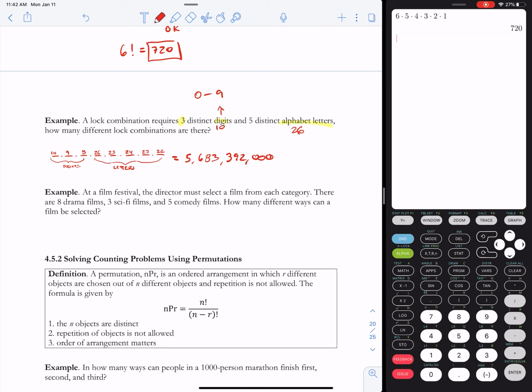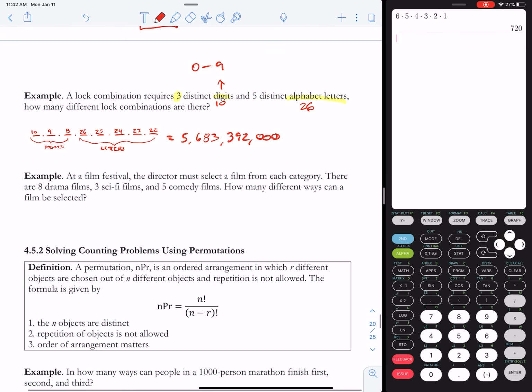So quite a few. And if you notice, a key example here from what we learned prior in this section is that repetition is not allowed, meaning you're not utilizing the same digit over and over again. If you were, you would have a different set of combinations, and thus you would have a different solution size or combination size. Next example here is at a film festival, the director must select a film from each category.